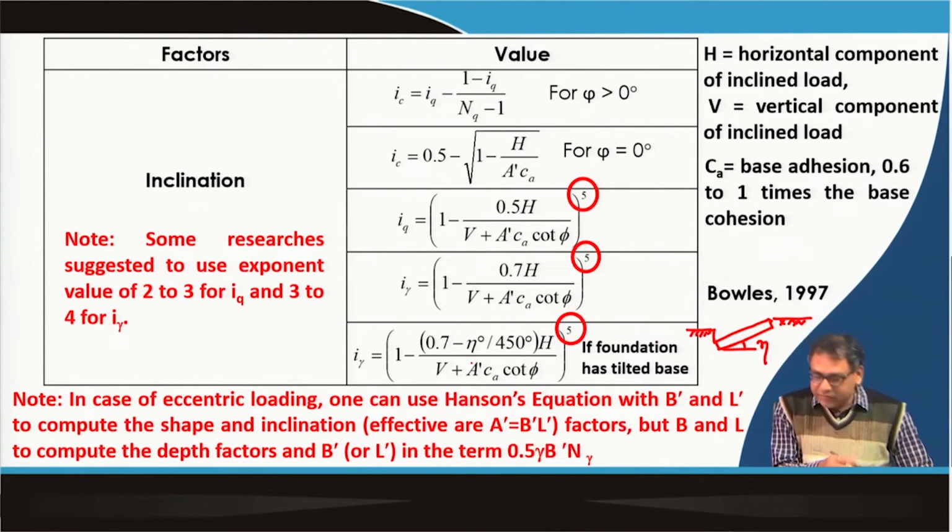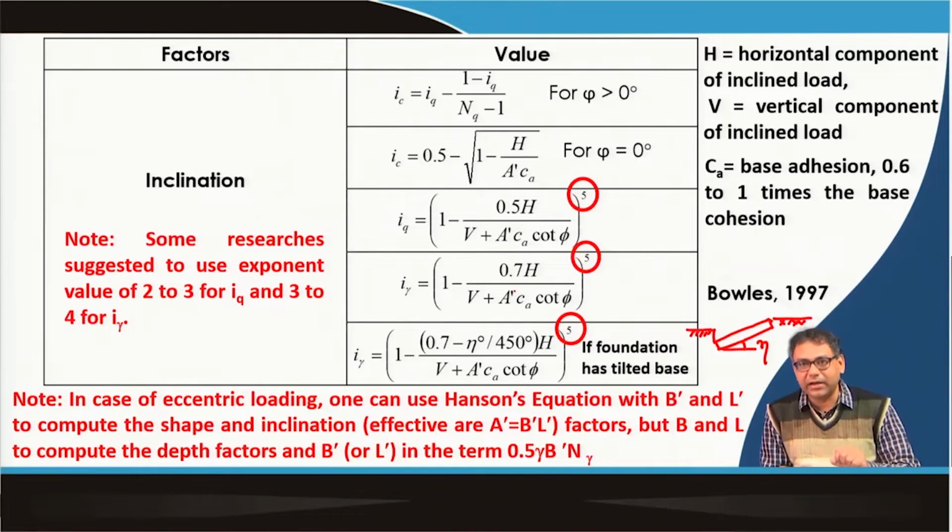And then a few things you have to note. There is a term A dash. A dash is the effective area. So, if your loading is not eccentric, then obviously A will be equal to A dash. A dash is the effective area, B dash is the effective width, L dash is the effective length. So, if loading is acting perfectly at the center, then A will be equal to A dash, or B will be equal to B dash, or L will be equal to L dash.